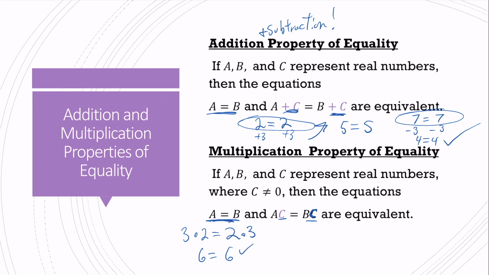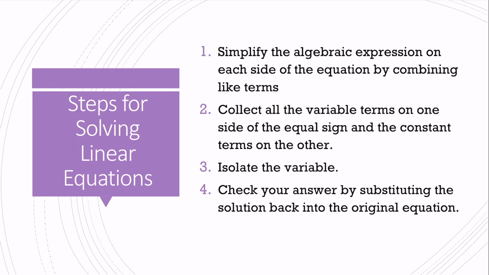The same also holds for division, which we could think of as the opposite of multiplication. So if I had 6 equals 6 and I divide both sides by 2, I get 3 equals 3, and that holds as well. These numbers don't have to be positive. I just chose to use positive numbers at this time. You could use any integer, really.